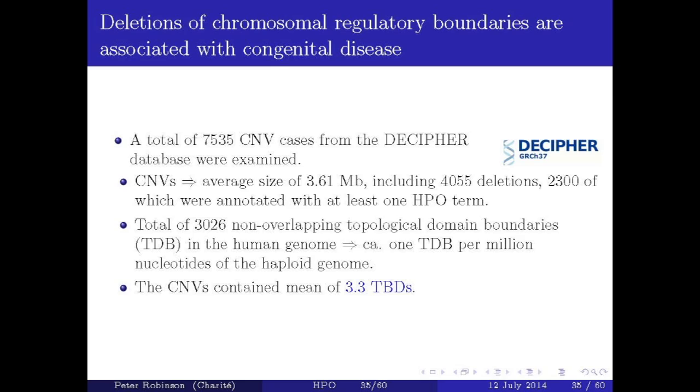Looking at these topological domains, there's about 1 per megabase. So our first question was, are CNVs enriched in these domains? Well, actually, we were kind of discouraged because the CNVs are about 3.6 megabases on average, so it's not that surprising that they do hit some of these boundaries. And in fact, it was 3.3. But this wasn't different from when we just randomized. So we said, oh no.